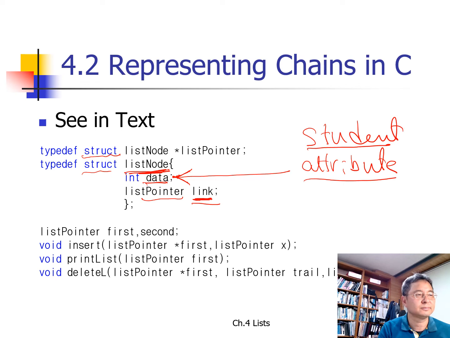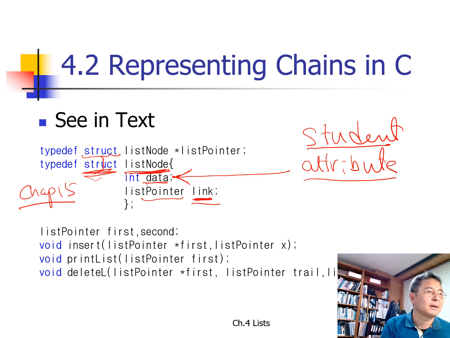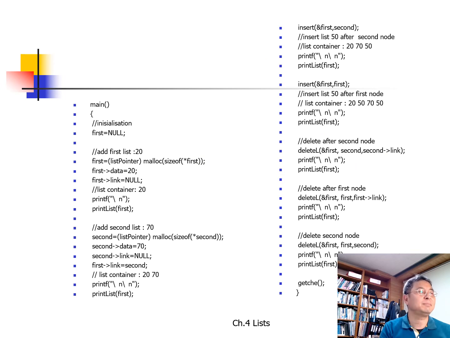This is a structure. Okay, so structure is studied in chapter 15 in the C language. And one pointer, list pointer, will be defined as a pointer to list node. Okay, so the first list pointer is first and second. And there are three functions: insert, print list, delete list. Okay, so we can see how we can implement these operations, these functions. Okay, this is the implementation of the previous singly linked list.